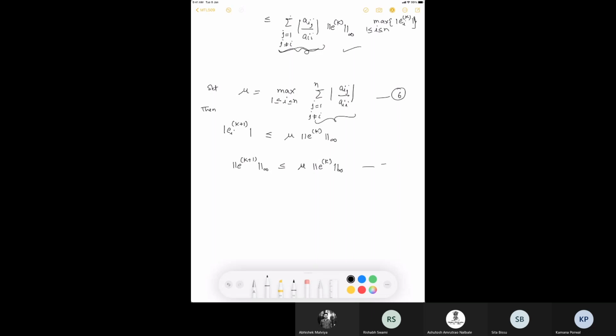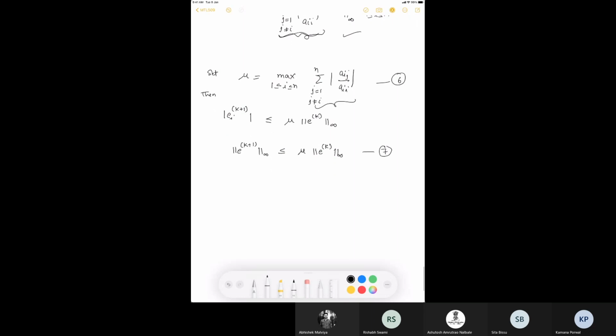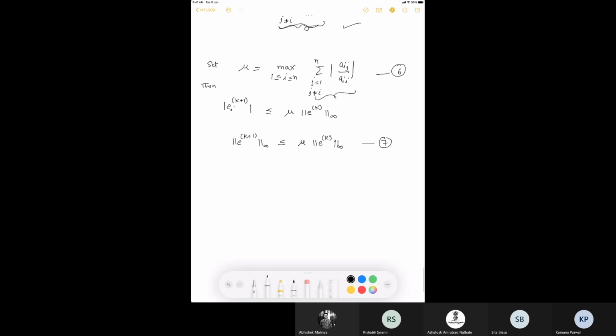Okay, so let's number it as equation number 7. This is the relation which we have obtained between the error in the (k+1)th iterate and the error in the kth iterate. You can clearly see that the power of e_k is 1 here, so the convergence is linear. Now what is the rate of convergence, which is mu here?